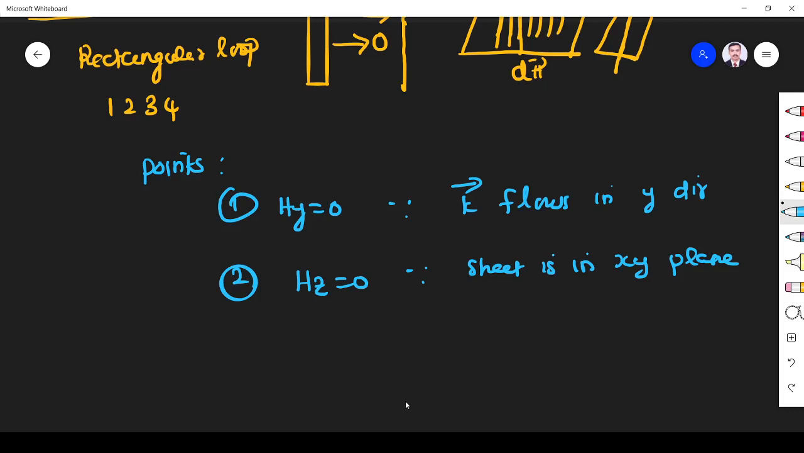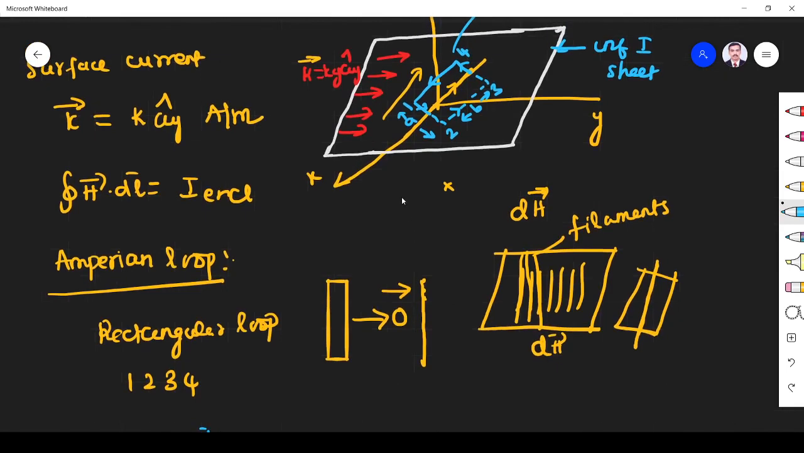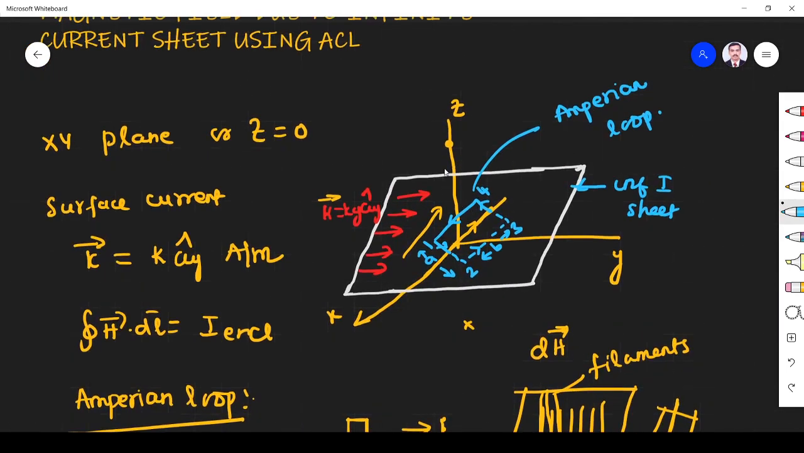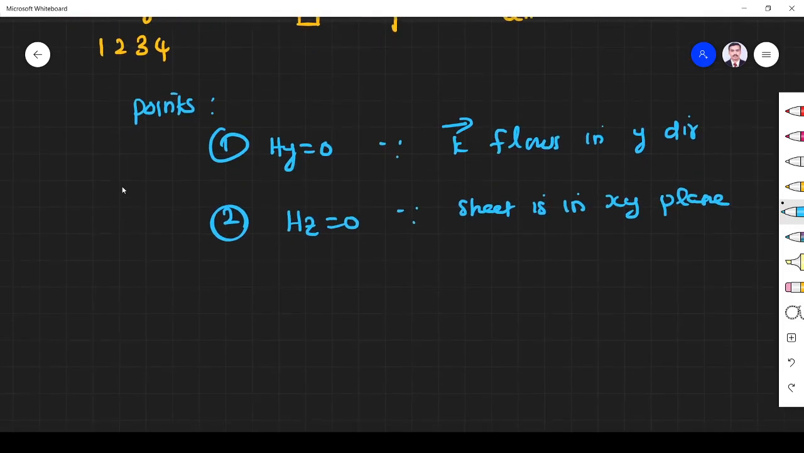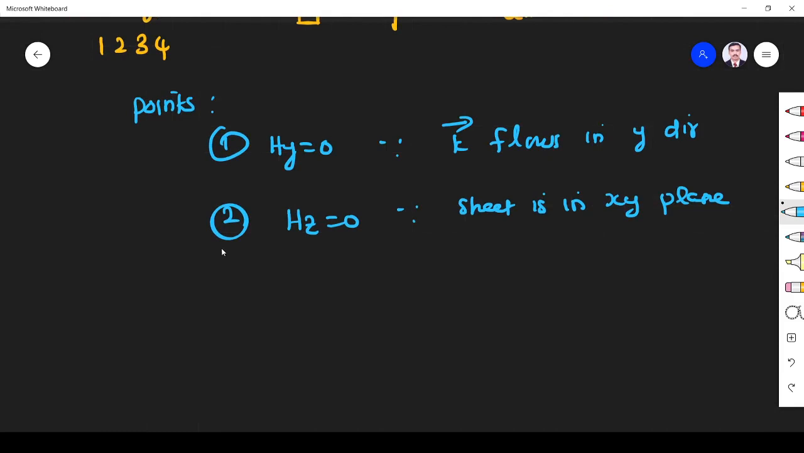So if the sheet produces a magnetic field here, it will also produce the same magnetic field here. This one is a positive magnetic field, this one is a negative magnetic field. They will cancel each other because they are at the same height above the ground and below the ground. So the Z component of the magnetic field is also absent. Only the X component is present.